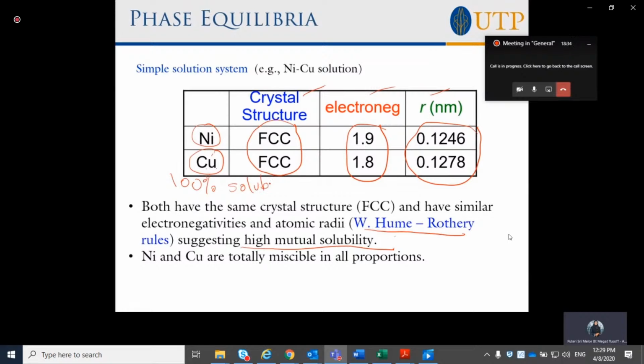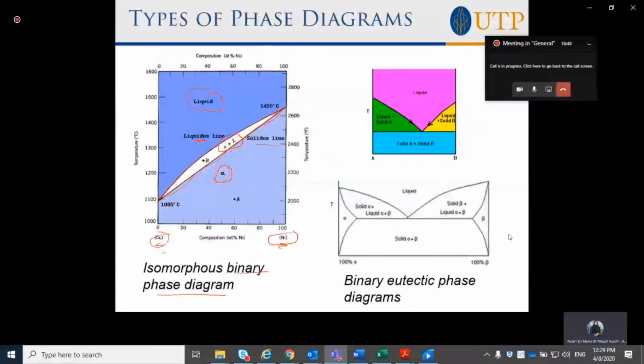So this system can have 100% solubility in each other. I can replace nickel with copper, and copper with nickel. They are totally miscible in all proportions. That is why you observe this kind of phase diagram. Initially I have 100% copper and 0% nickel, and when I start to increase my nickel composition, I can get 100% solid or 100% liquid depending on the temperature. They are totally miscible.